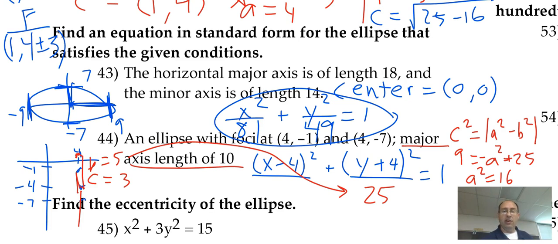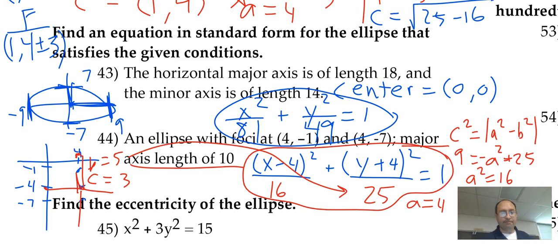That means that the minor axis has to be horizontal. So my A value is 4, going 4 to the left and 4 to the right. And so if my A value is 4, then A squared would be 16. So there's my answer to that question.